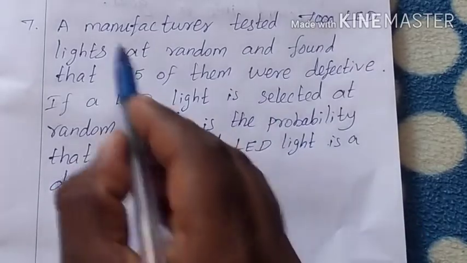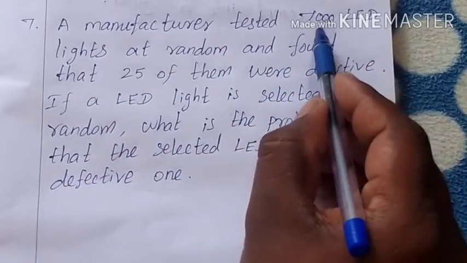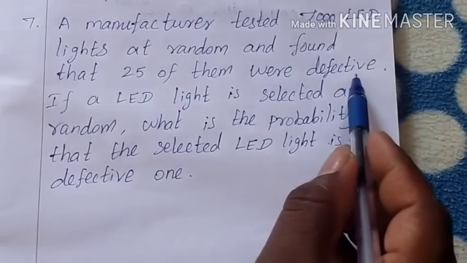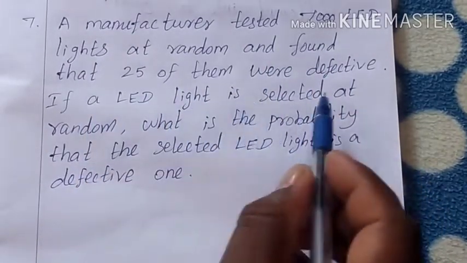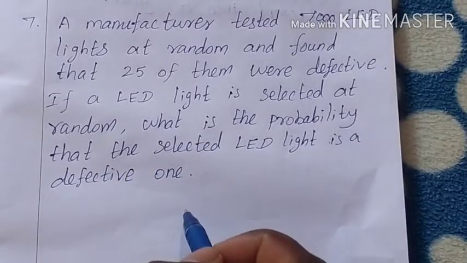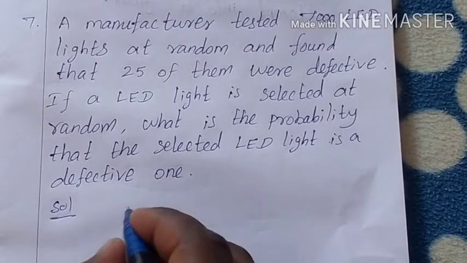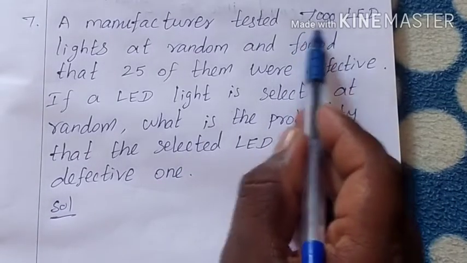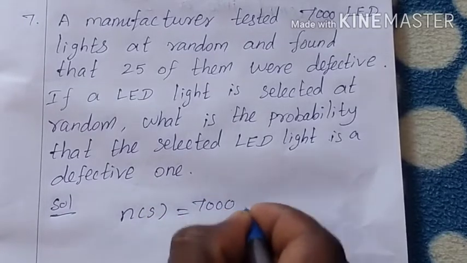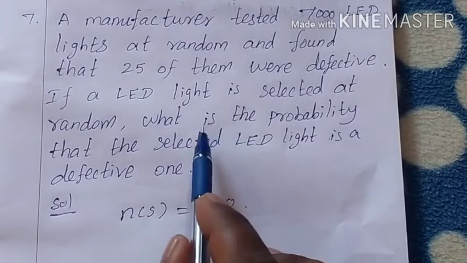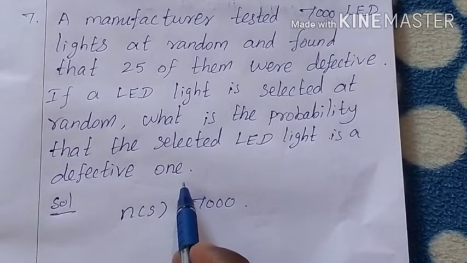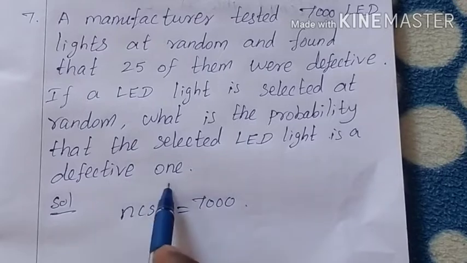Then the 7th question. A manufacturer tested 7000 LED lights at random and found that 25 of them were defective. If an LED light is selected at random, what is the probability that the selected LED light is a defective one? The solution: the number of LED lights is 7000, so n(S) is 7000. What is the question? What is the probability that the selected LED light is a defective one? We need to find the probability of the defective one.